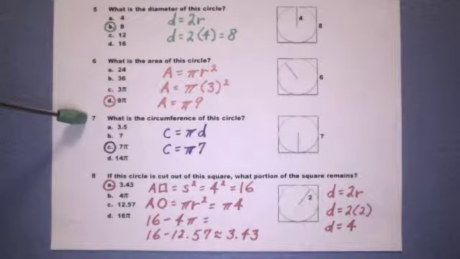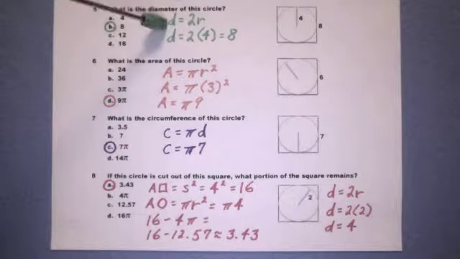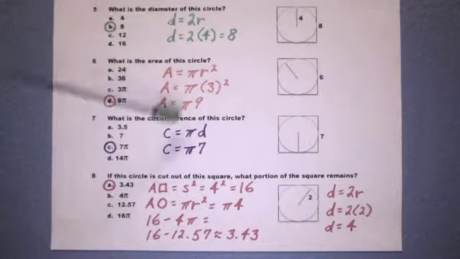Let's look at number 7. What is the circumference of this circle? This is the formula for circumference of a circle. Circumference equals pi times diameter. Or you could say circumference equals pi times 2 times radius, because diameter equals 2 times radius.